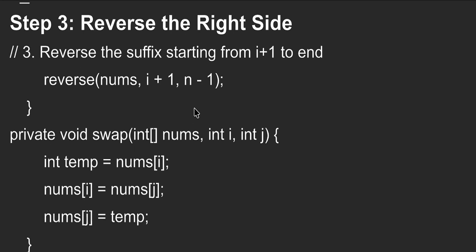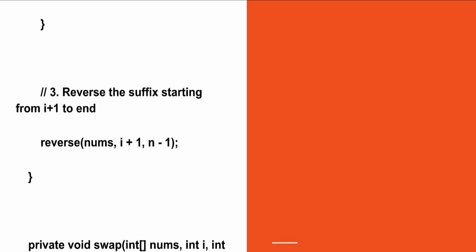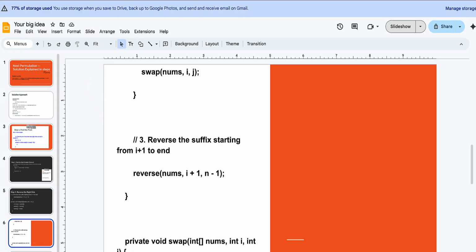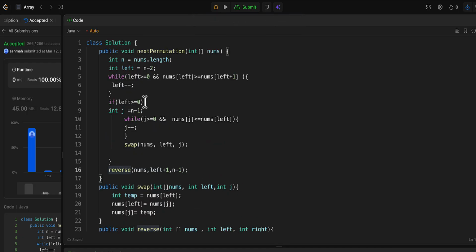The reverse method is explained here. Then we reverse from i plus 1 to n minus 1. The swap method is explained here, where you have a temporary variable, put nums of i into it, nums of i will get nums of j, and nums of j will get the temp. So it's very easy. That's pretty much how it is done. Now let's go to LeetCode and understand this problem.